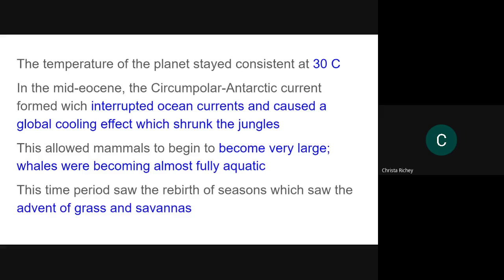Seasons came back. So it wasn't just hot all the time. It wasn't just jungle all the time. We started having cooler winters and warmer summers. Not necessarily like we have today, but they started returning. And if you do not know what a savanna is, it's like a term used in Africa. We don't normally call our prairies savannas, we call them prairies, but it's the same thing. If you do not know what the word advent means, it just means that it started. It evolved.